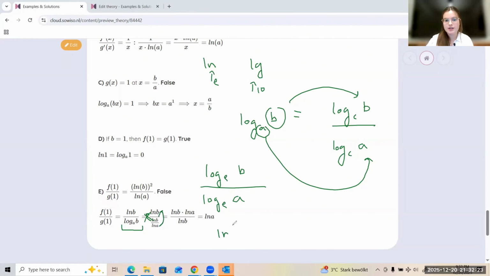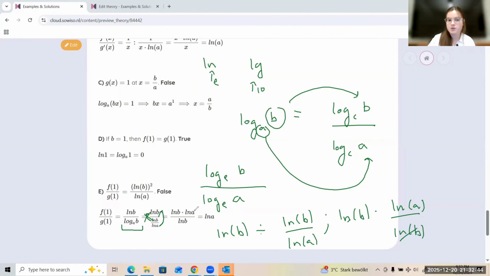So this just comes from the idea that if you divide by ln b over ln a, you must not forget to multiply by the flipped version of the fraction. So it is ln of b times ln of a over ln of b. And we cancel this out, and we just get ln a as a result, making the statement false.